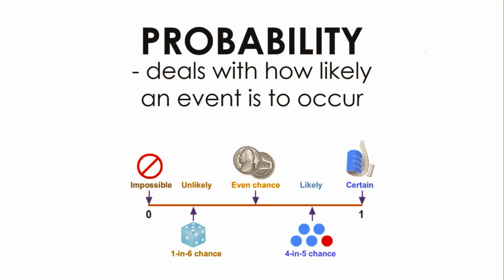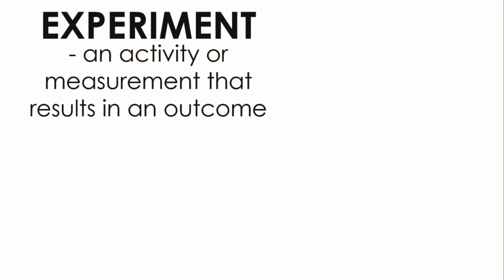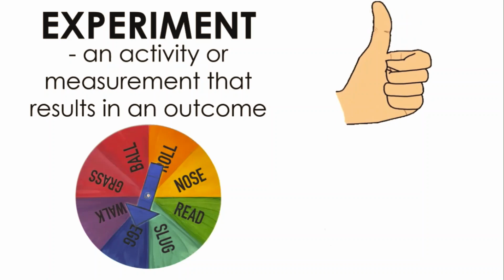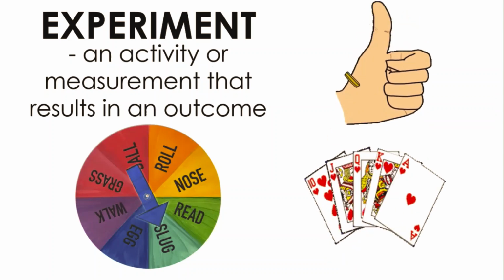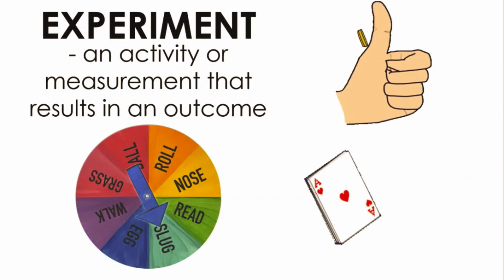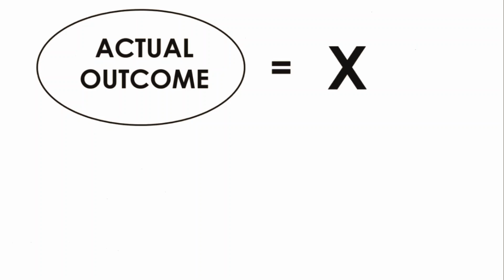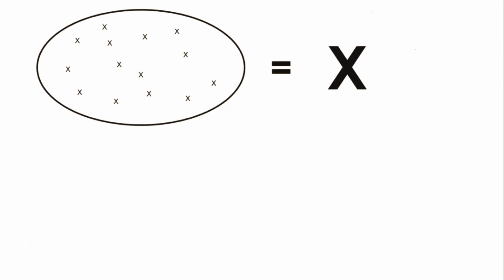The probability of an event is determined through experiments. Experiments are activities that result in an outcome like tossing a coin, spinning a wheel, or picking a heart in a deck of cards. Experiments have what we call a random variable. In simple terms, a random variable is the actual outcome of an experiment, denoted by uppercase letters. Lowercase letters denote the possible values or specific outcomes of the said experiment.